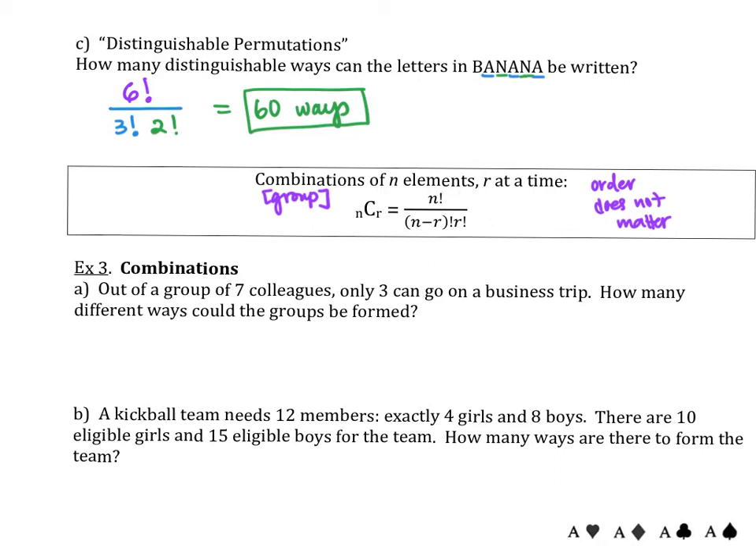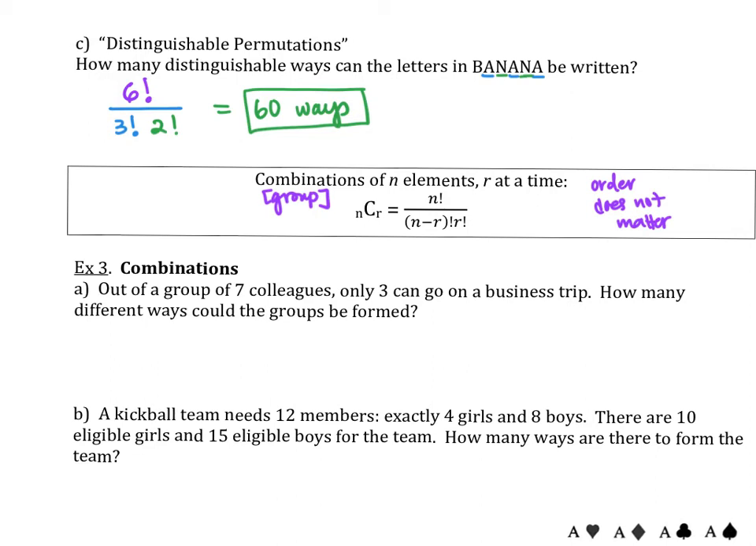I'm going to show you how that is exactly like the distinguishable permutations, and then you can decide whether you prefer the formula or you prefer to think of it still using the counting principle. Okay, so for this example, it says out of a group of 7 colleagues, only 3 can go on a business trip. How many different ways can the groups be formed? So there are groups of 3 out of the 7. Because it says groups, I'm thinking combinations, but I'm going to do it first thinking of the fundamental counting principle.